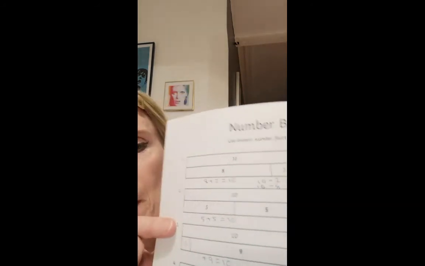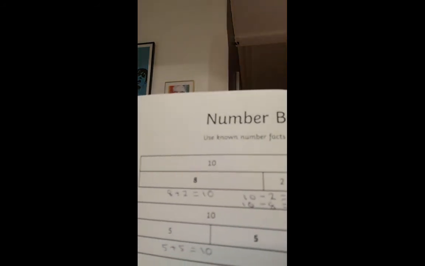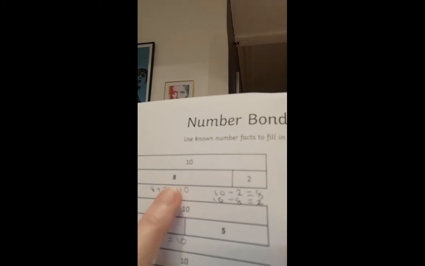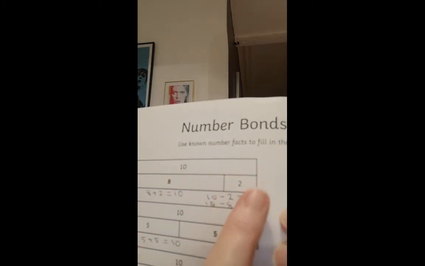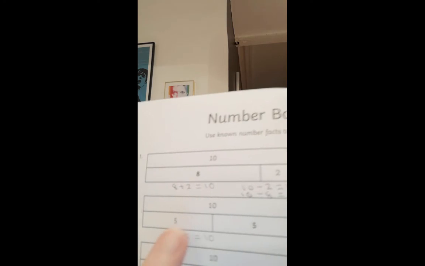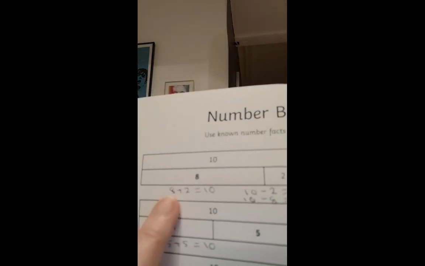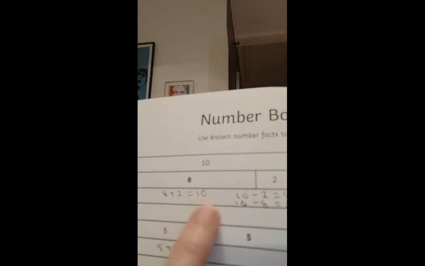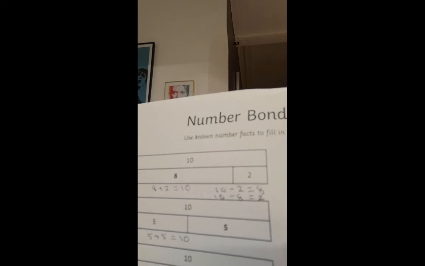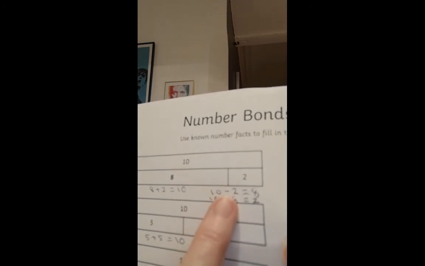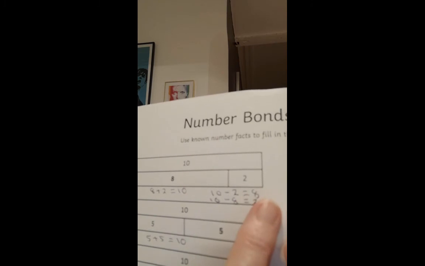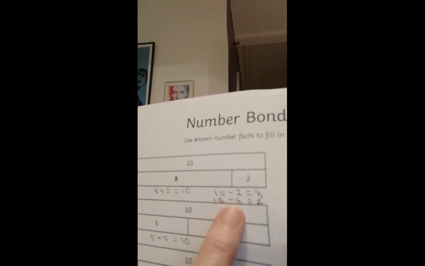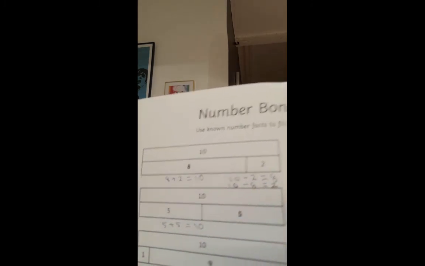Good luck. So, how did you get on? Hopefully, on your piece of paper, you've drawn some bars like this and you found out that the 8 went with the 2. So, hopefully, you've got a number sentence like 8 add 2 equals 10. If you'd had a go with the subtraction, you might have 10 take away 2 equals 8, or 10 take away 8 equals 2. Brilliant, well done.